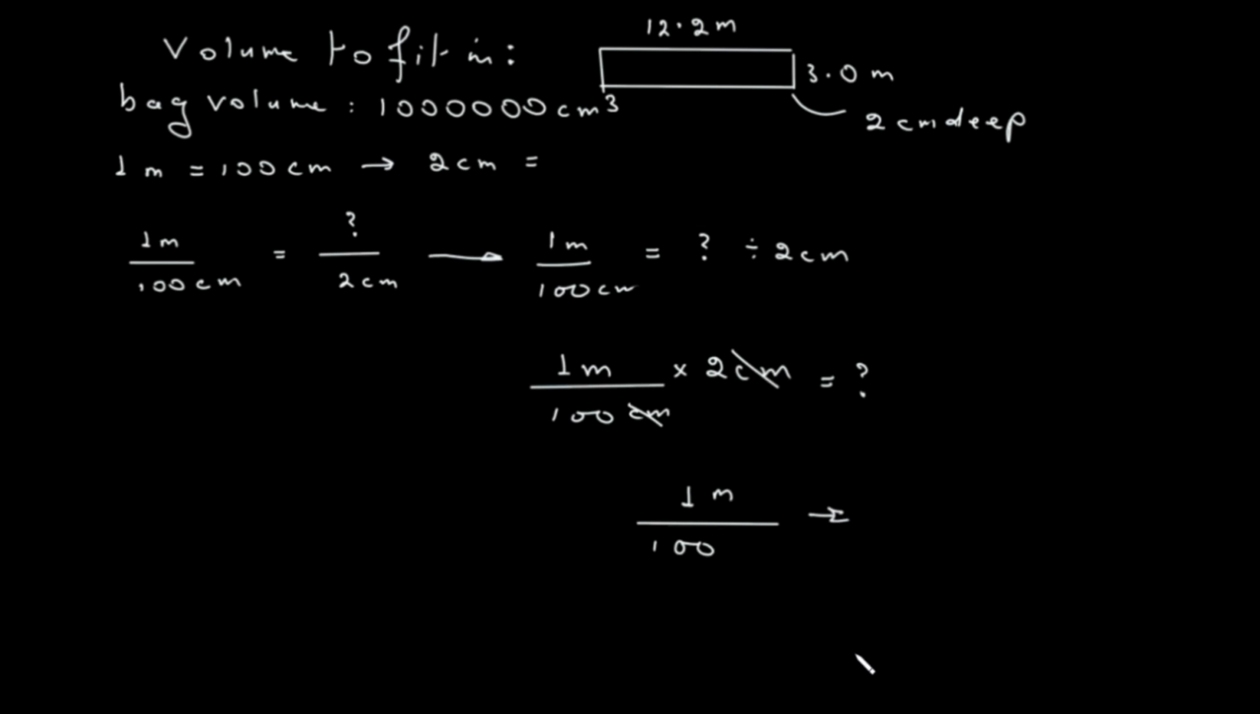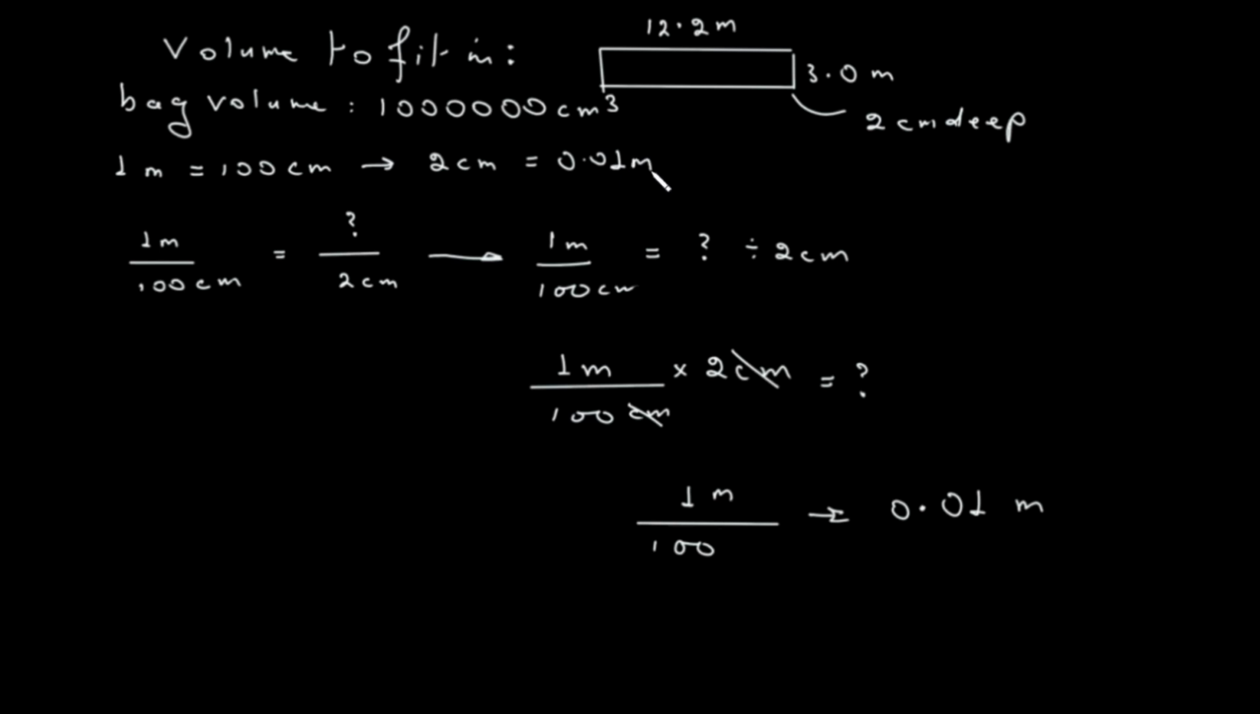That gives me 0.01 meters. Divide that by 100. Well, if I multiply that by 100, I get back to 1. So that is indeed right. So 2 centimeters is equivalent to 0.01 of a meter.